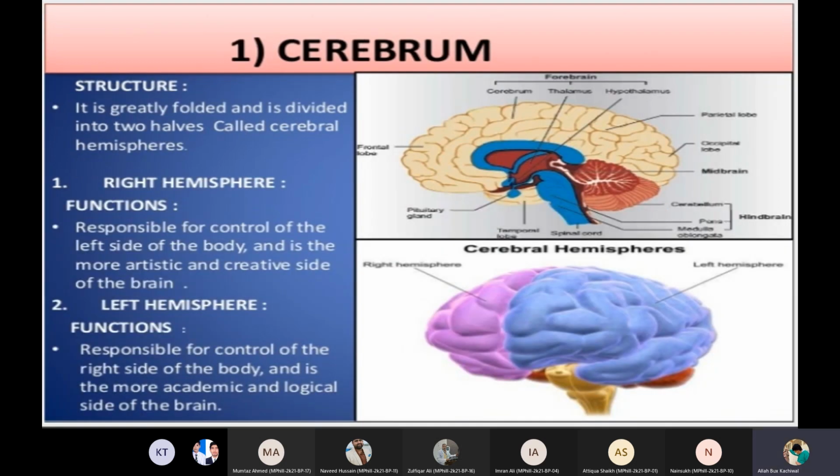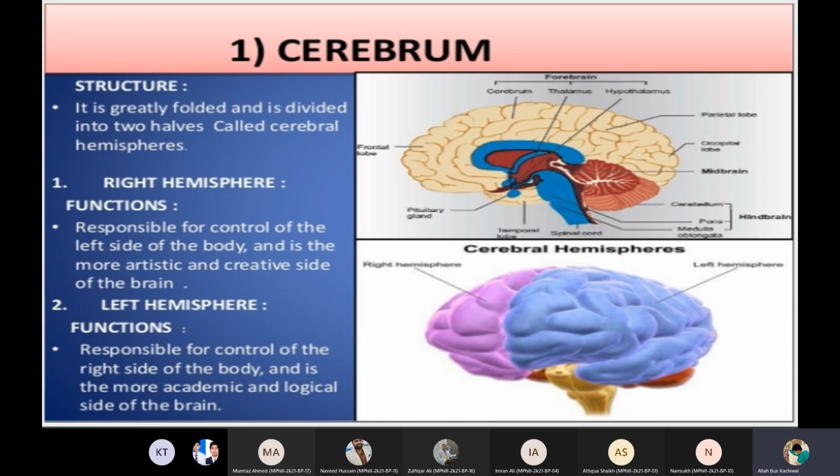The structure of the cerebrum is generally folded and divided into two halves called cerebral hemispheres. So there are two halves of the cerebrum.